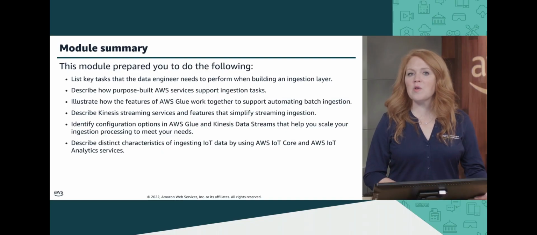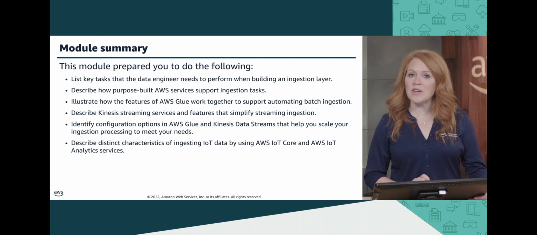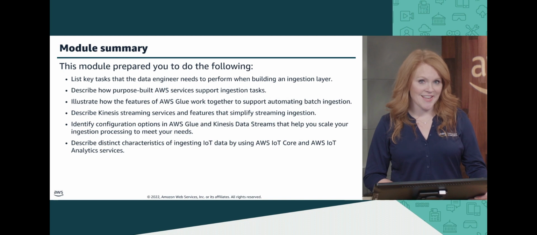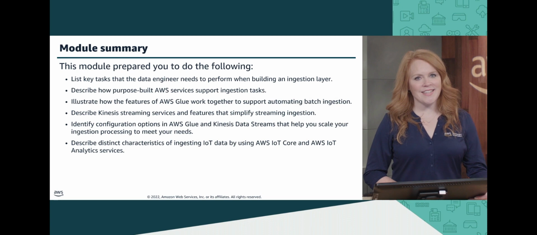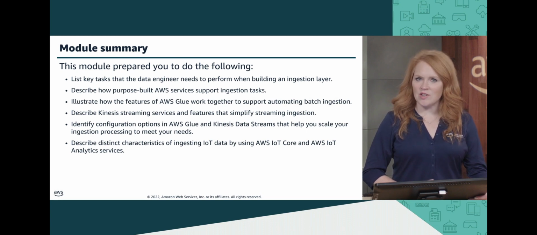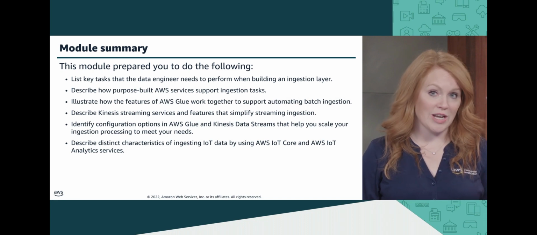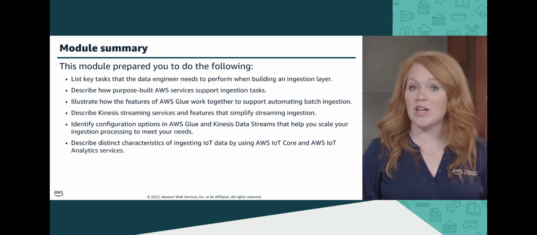This section summarizes what you have learned and brings the module to a close. This module focused on the processes to build an ingestion layer that supports batch or stream processing. This module reviewed AWS services that simplify performing batch ingestion tasks, including Amazon AppFlow, AWS DMS, DataSync, and AWS Data Exchange. You learned how AWS Glue can help you to automate batch ingestion, and you looked at features of Kinesis streaming products that support streaming ingestion.